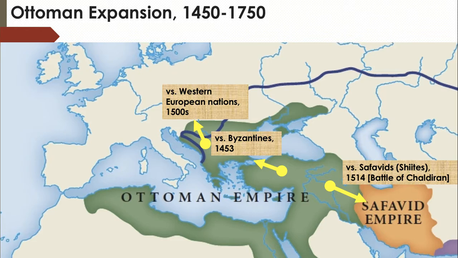We also see expansion and conflict with the Russian Empire, in particular as the Russian Empire sought warm water ports, first along the Black Sea. So we'll see growing tensions between the Russian Empire and the Ottomans over the same types of resources.